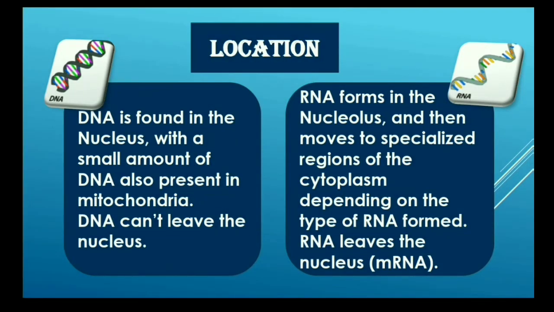Now, where is RNA located? The location of RNA differs according to the RNA type. RNA has 3 types: messenger RNA, transfer RNA, and ribosomal RNA. So according to the type of RNA, it has different locations. For example, here you can see that RNA forms in the nucleolus and then moves to specialized regions of the cytoplasm. It means that it is also present in the nucleus. RNA is also present in the cytoplasm, but it depends on which type of RNA.